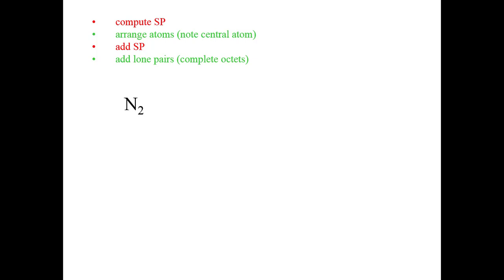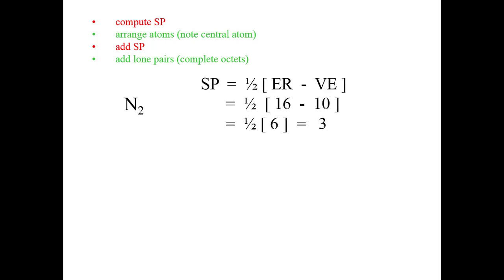In a previous video, we determined sp. Er is 16, as each nitrogen atom wants 8 electrons. Each only has 5, so Ve is 10. There is a deficit of 6 electrons, so there will be 3 shared pairs.